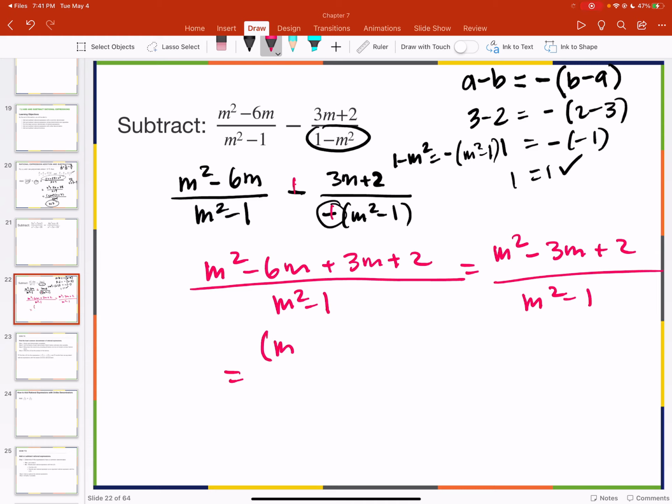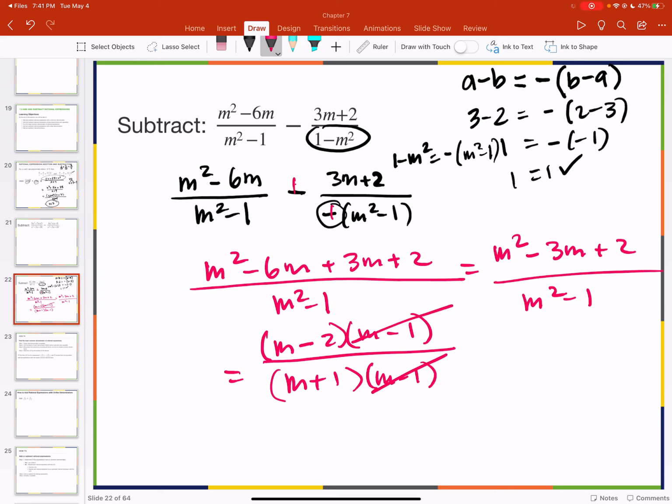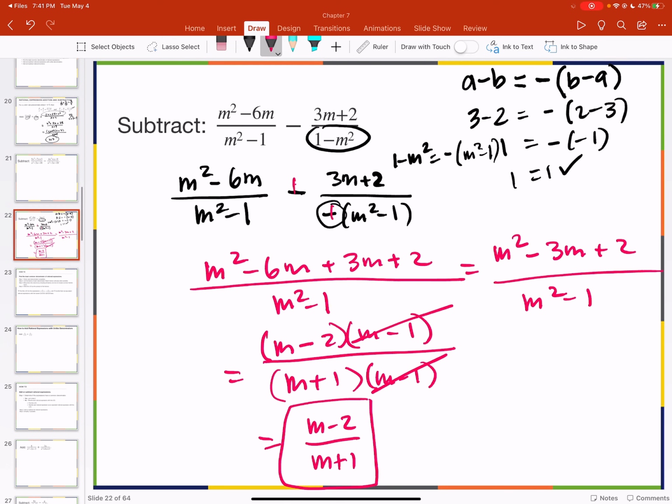The top factors to (m - 2)(m - 1). And the denominator factors to (m + 1)(m - 1). So then canceling out the common factor, we're left with (m - 2)/(m + 1), and that's it. Okay, great. So we've done that.